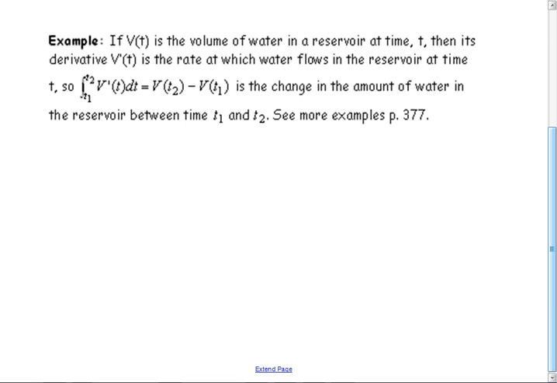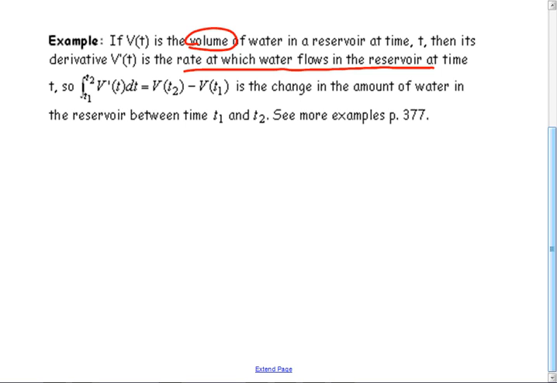If V of T is the volume of water in a reservoir at time T, then its derivative, and you have to read this carefully, is the rate at which the water flows into the reservoir. Okay, Ori? What's the derivative of it? Yeah. V is your volume. Sometimes, they'll call V the rate at which the water flows into the reservoir, and you're going to really want the derivative of that. So you have to read carefully.